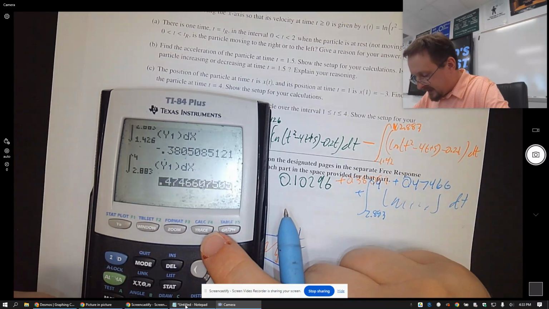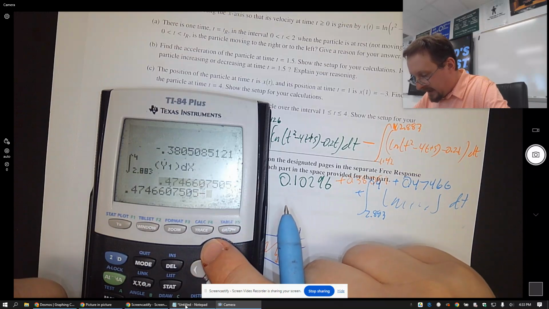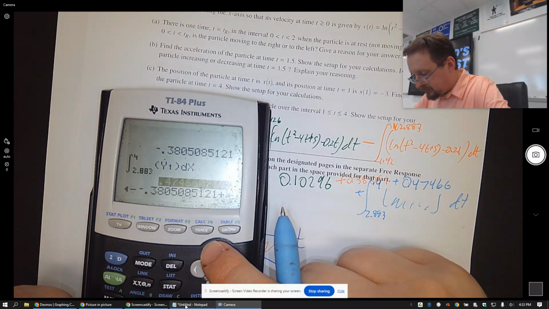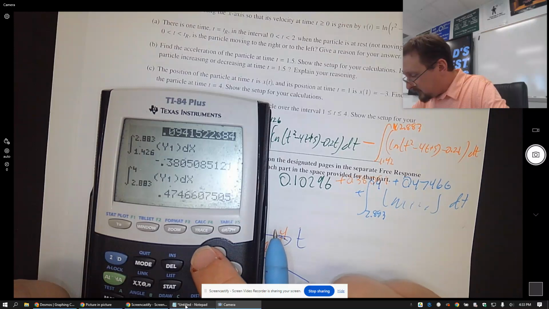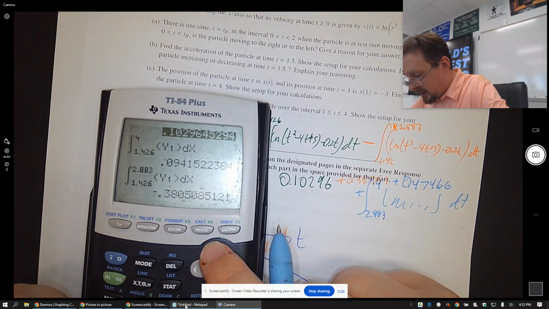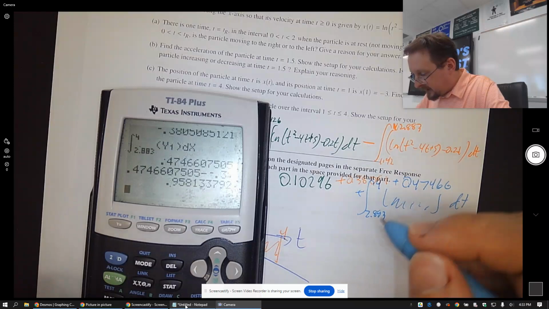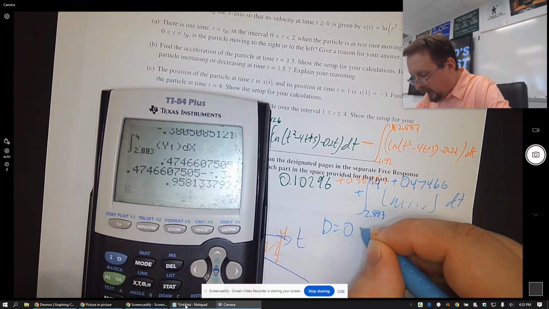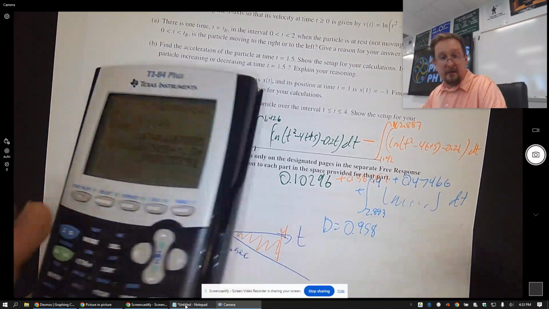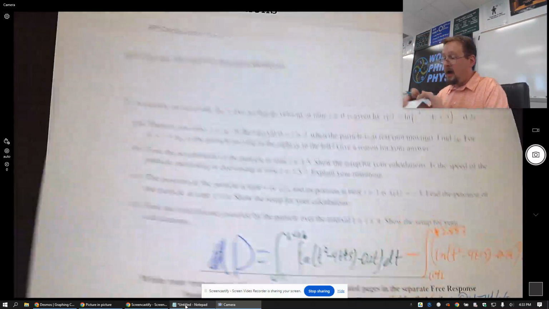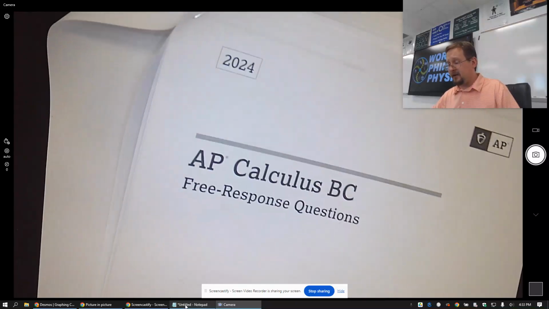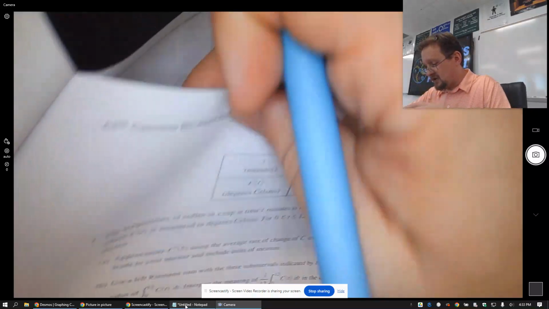So I'm going to take u minus u plus that, and I'm going to get a total distance of 0.958. I would call it meters. Okay, that was AB Calculus's calculator section.